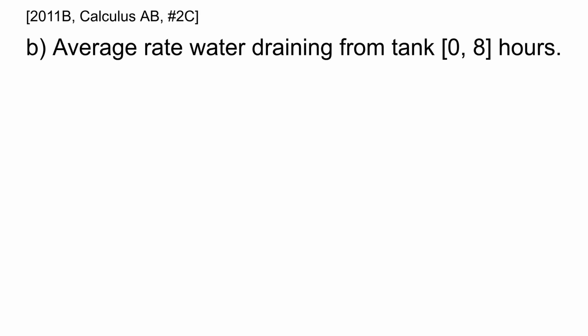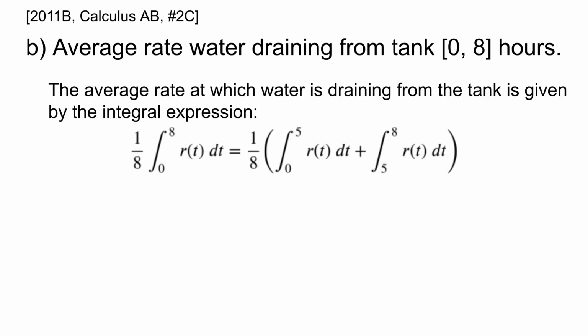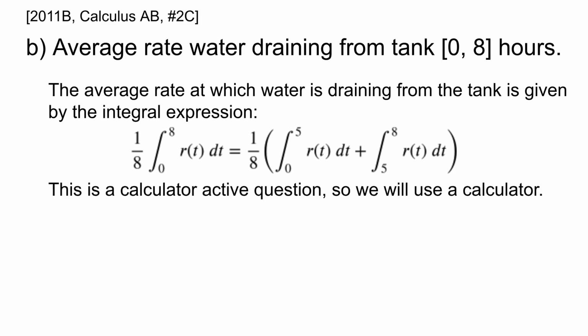In part B of this question, we are asked to find the average rate at which water is draining from the tank over the interval from 0 to 8 hours. So the average rate at which water is draining from the tank is given by the integral expression, 1 over 8 times the integral from 0 to 8 of r of t dt, which is 1 over 8 times the integral from 0 to 5 of r of t dt, plus the integral from 5 to 8 of r of t dt.